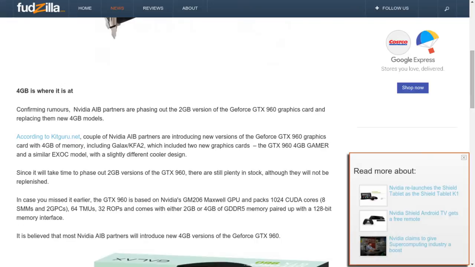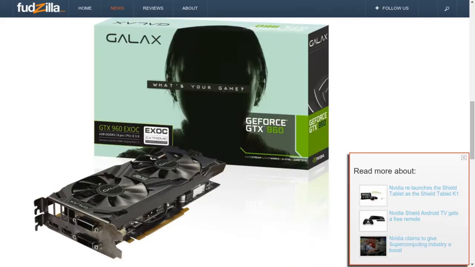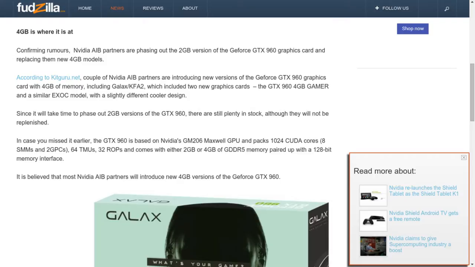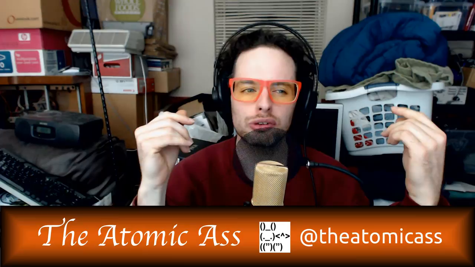Yeah. What do we think about Fudzilla? For those who don't know, Fudzilla is what the name implies. It's a rumor mill with some FUD. You can take this, but I think this is a pretty solid rumor. I don't even know why they released a 2GB version, to be honest, this year.